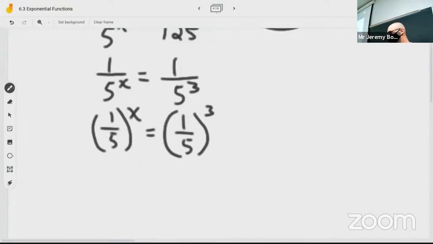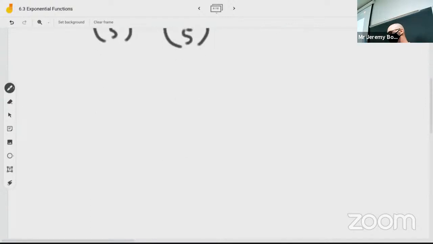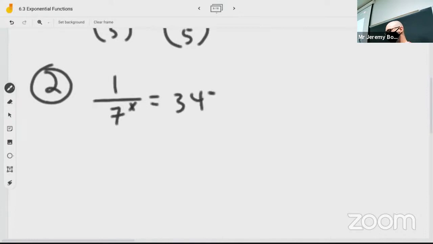What if it was, what's one that I know? Something I don't know any. 1 over 7 raised to the x is equal to 343.